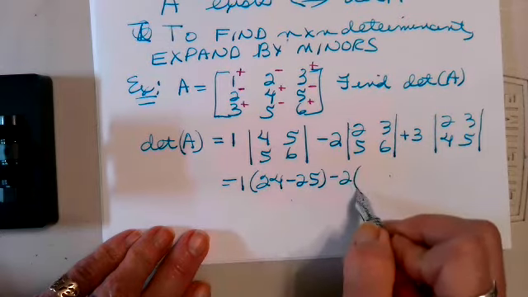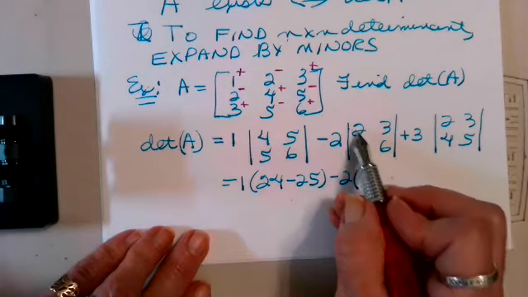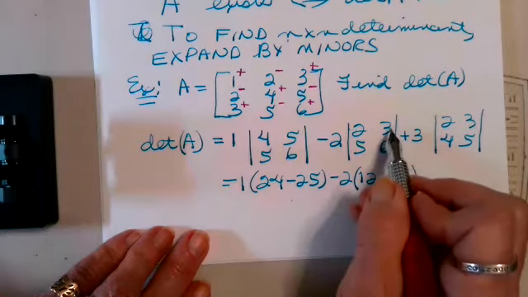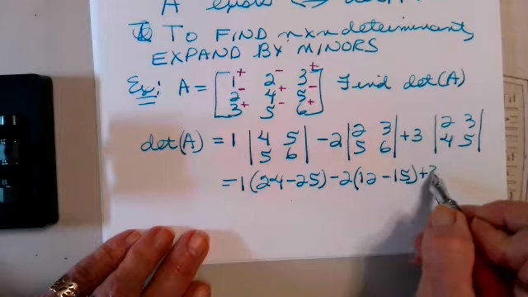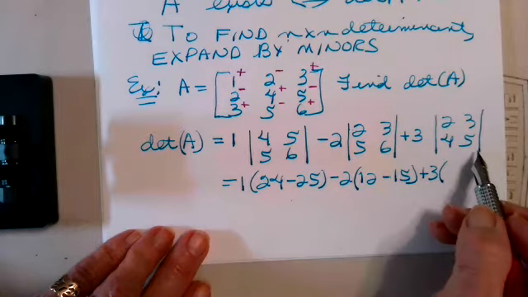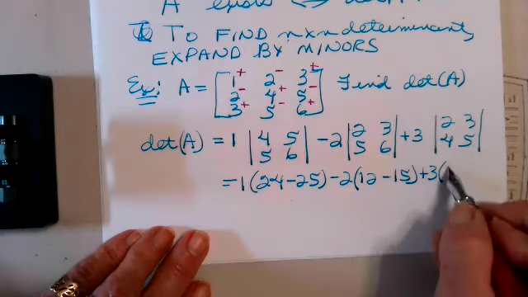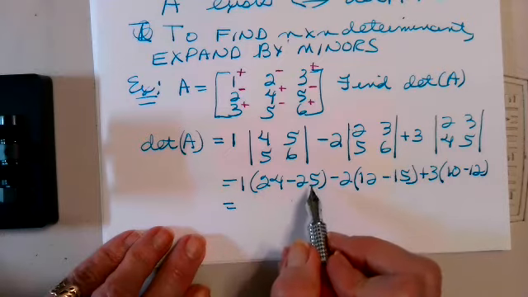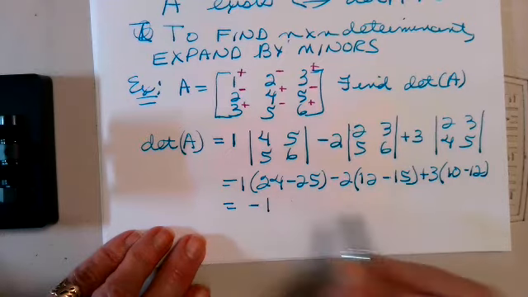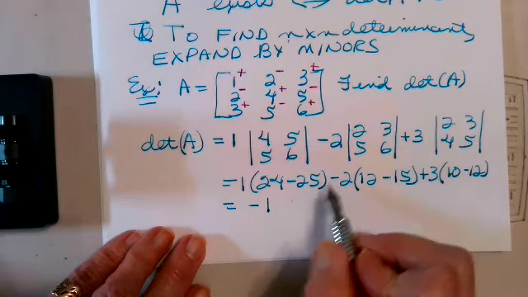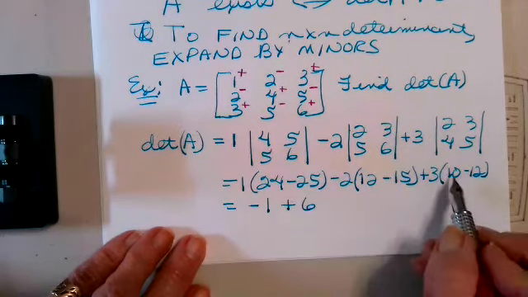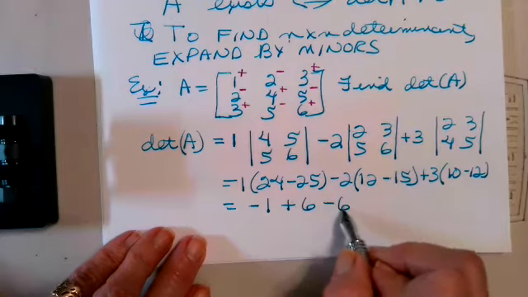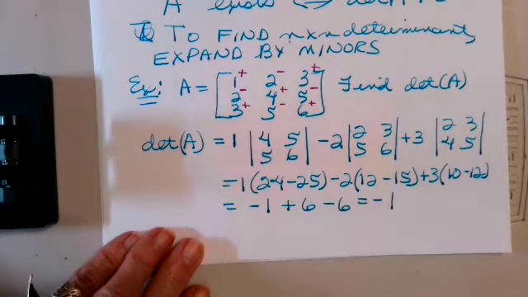And then I have minus 2 times the determinant of this matrix. That's 12 minus 15. It's that diagonal minus that diagonal. And then I say plus 3 times the determinant of this guy, which is 10 minus 12. Okay. So let's see, this is 1 times minus 1, which gives me minus 1. This is minus 2 times a minus 3, which is a plus 6. This is 3 times a minus 2, which is minus 6. And so the determinant of this matrix is minus 1.